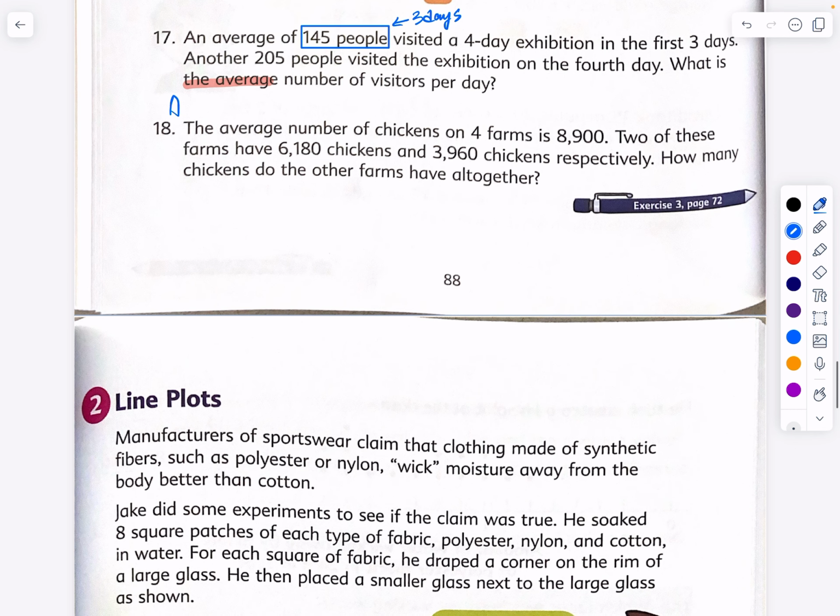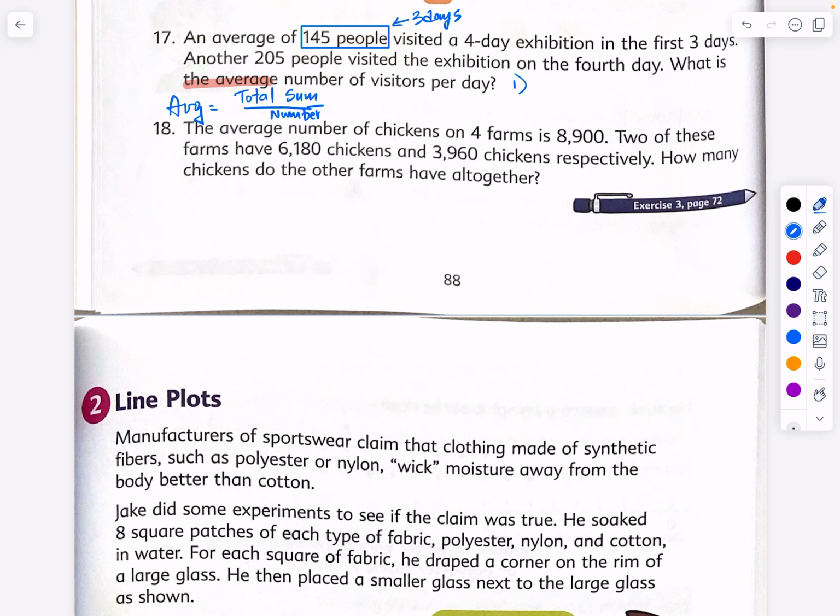In order to find the average, we first compute the total, right? The total sum. Total sum means the same thing. And divide it by the number of numbers we added up above, right? In the numerator. Now, we know that an average of 145 people visited in the first 3 days. Can we find the total number of people? Yes, of course.